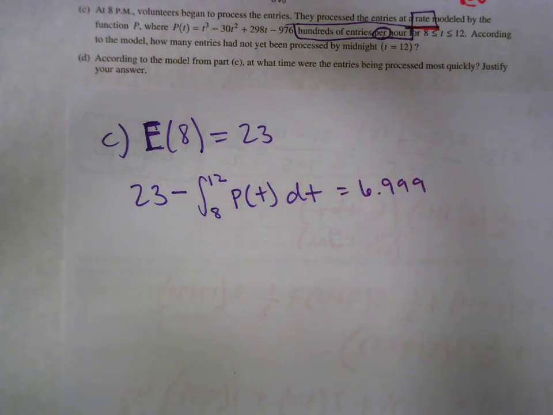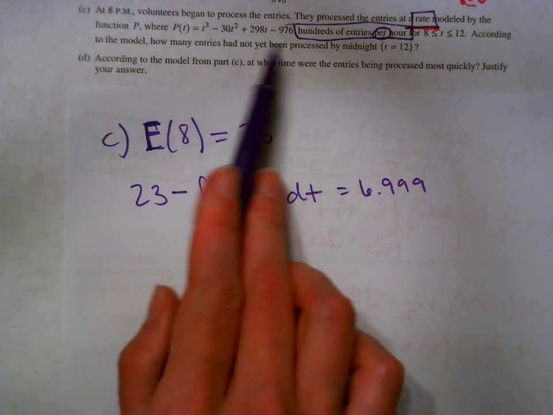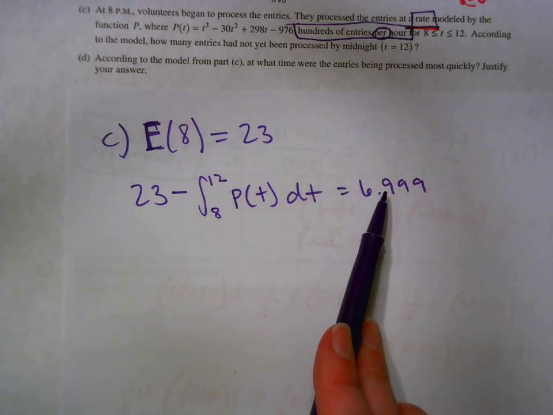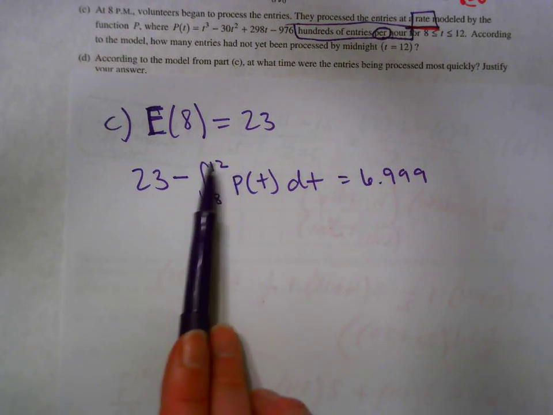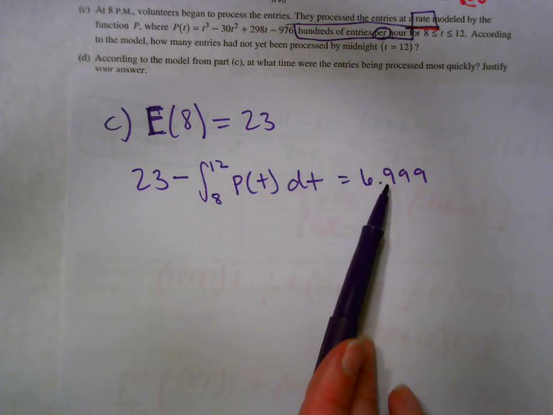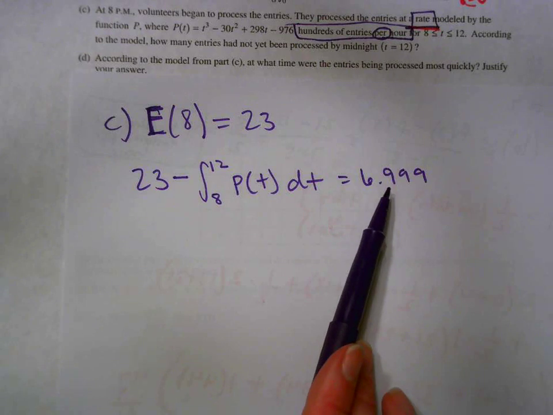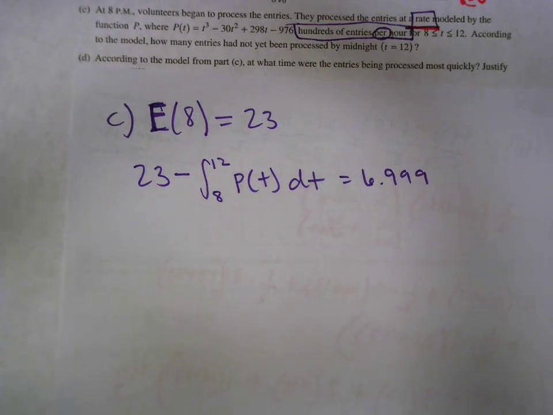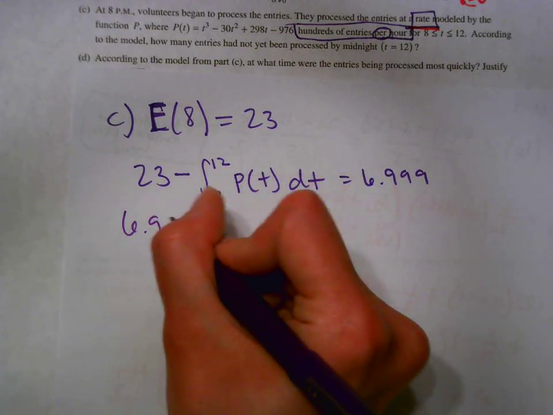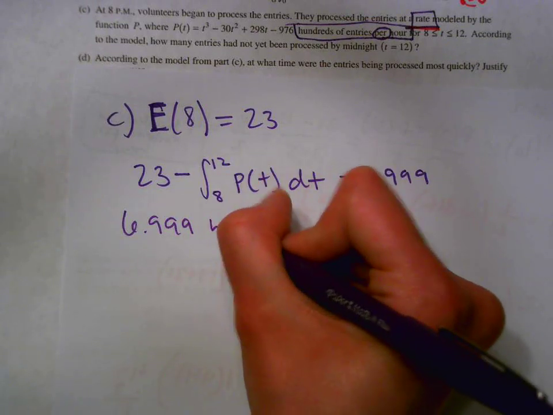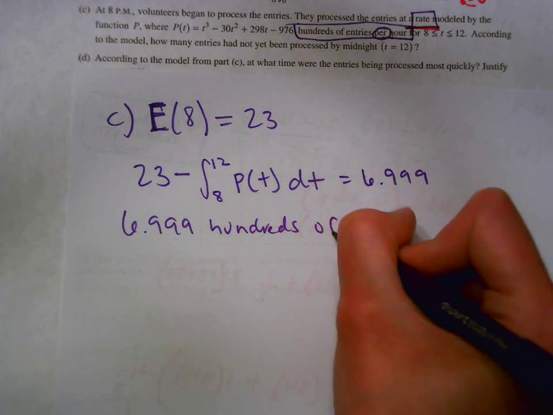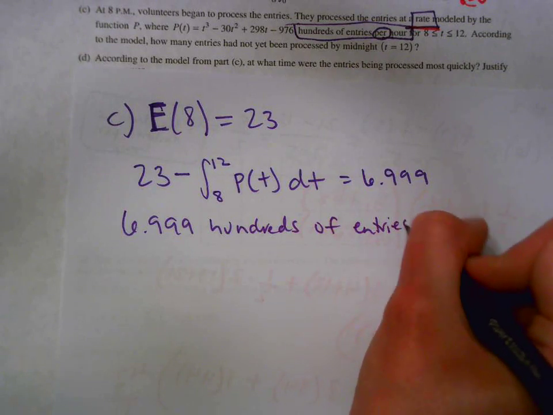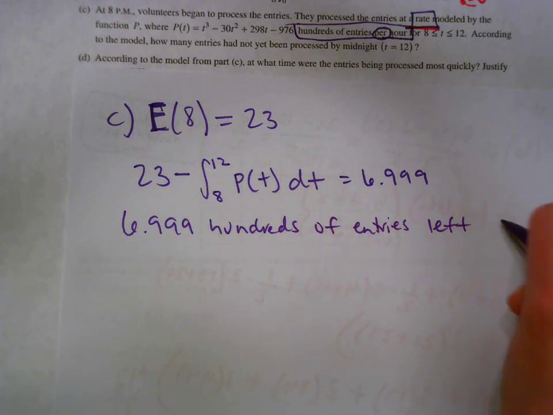So what does that mean? It is how many entries have not yet been processed. That's how many you have left. So this is what you started with, and then this is how much they've processed, and that would be what you're left with. So they have 6.99 hundreds of entries left to process.